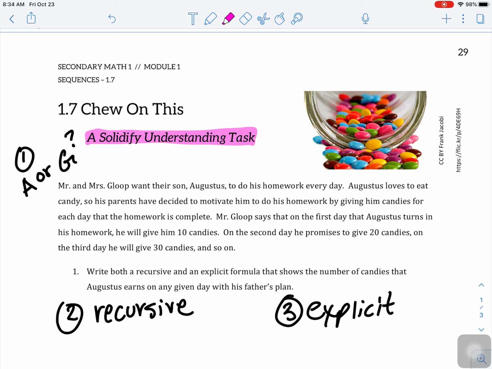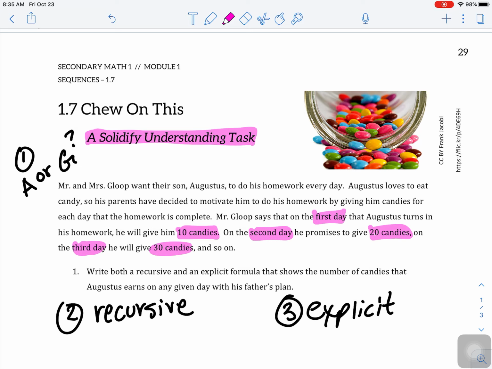It says, Mr. and Mrs. Gloop want their son, Augustus, to do his homework every day. Augustus loves to eat candy, so his parents have decided to motivate him to do his homework by giving him candies for each day that the homework is complete. Mr. Gloop says that on the first day Augustus turns in his homework, he will give him 10 candies. On the second day, he promises to give him 20 candies. On the third day, he's going to give him 30 candies, and so on.